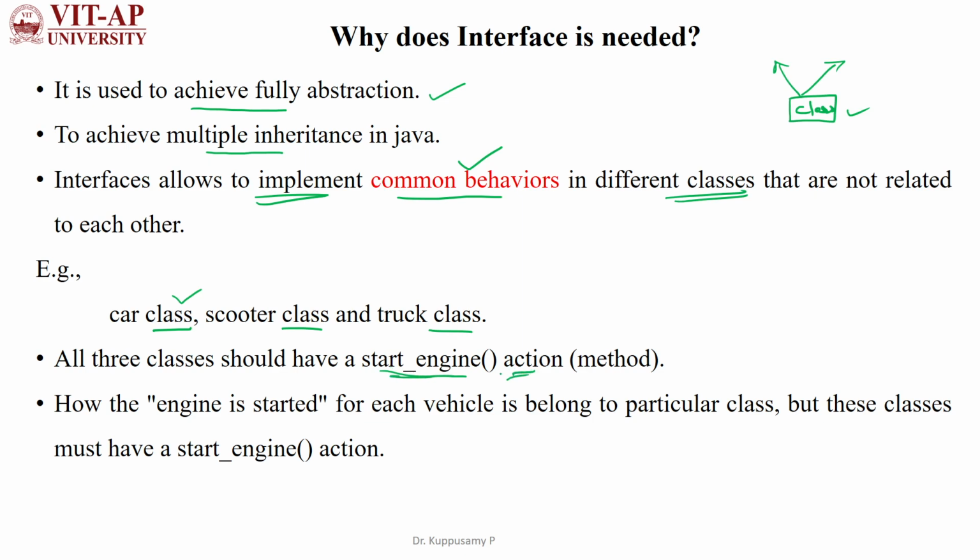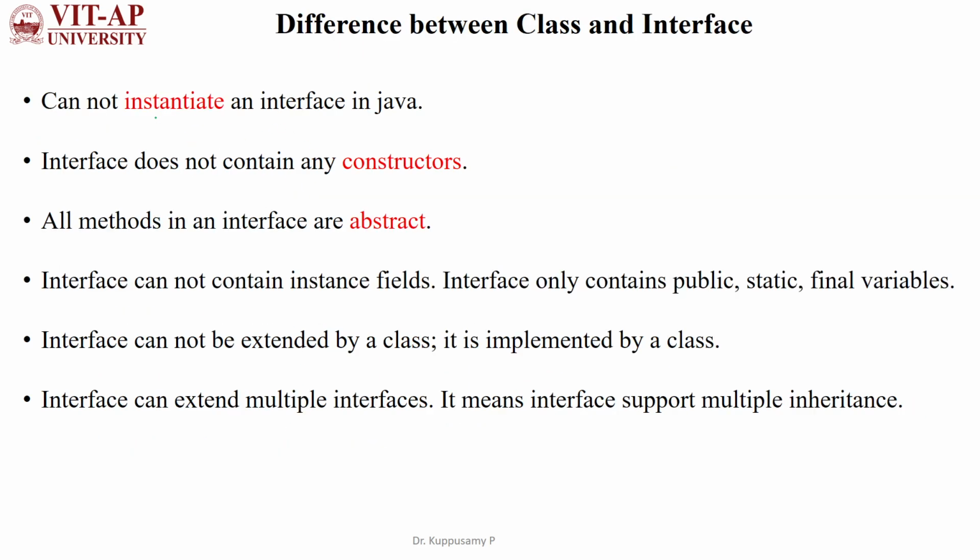Okay, that is called an action, right? So how is the engine started for each vehicle? For each vehicle the starting method may be different, but all the classes should have the start engine method. Here the difference between the class and interface is given.